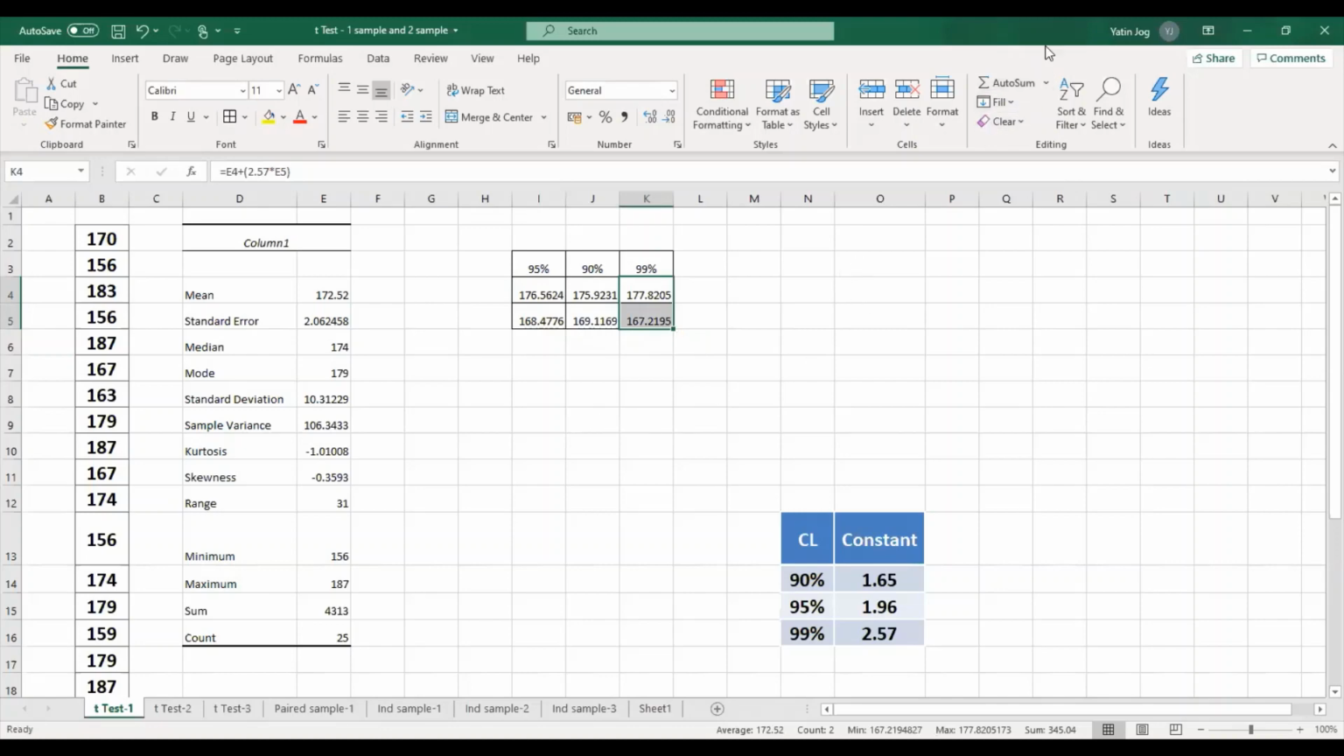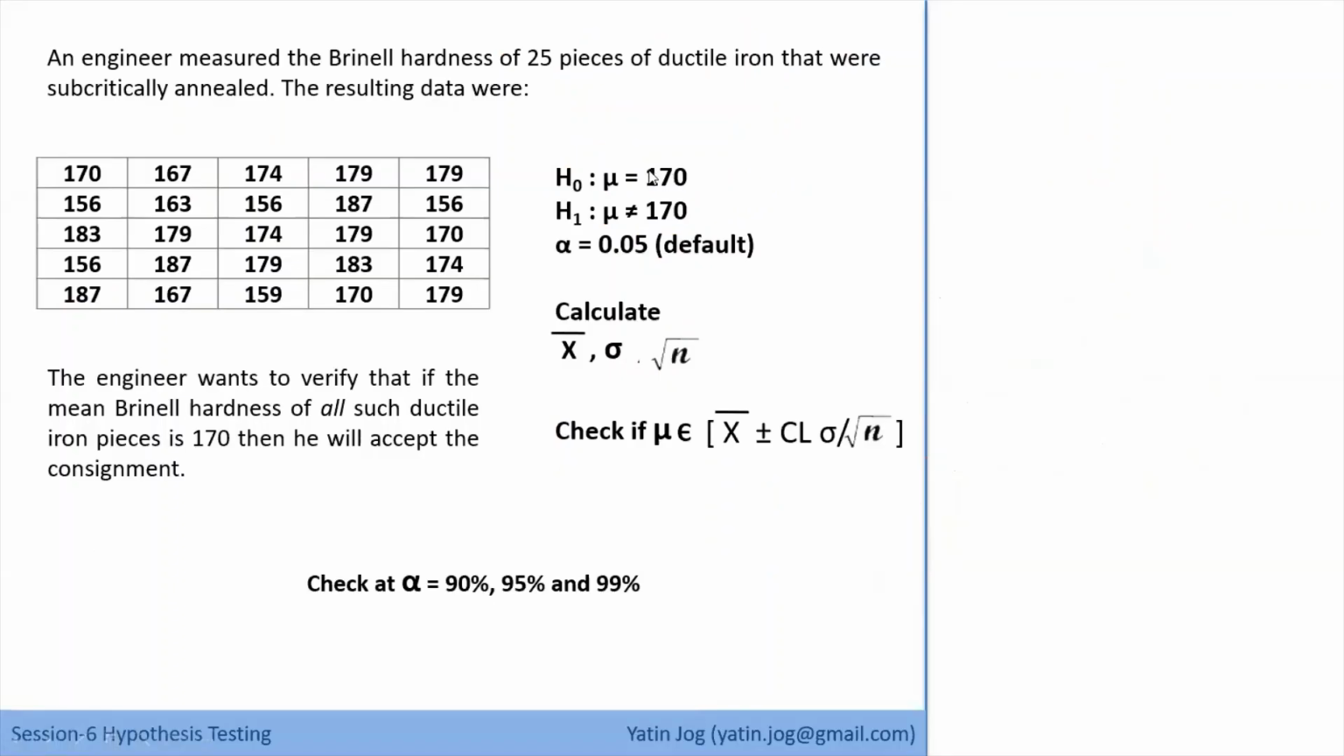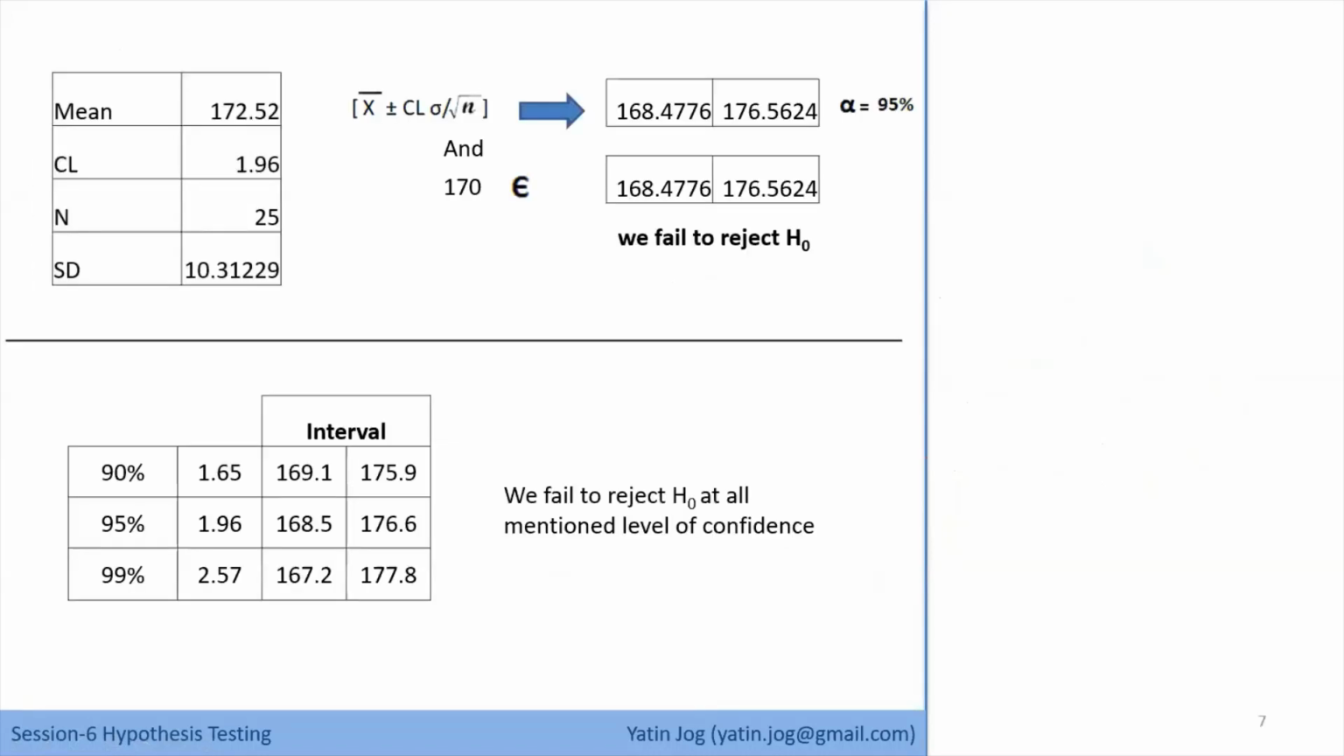So now we'll shift back to the presentation. My null hypothesis is mu is equal to 170. So I'll check whether 170 belongs to my accept range of values. 170 belongs to the accept range of values. That means my assumption is correct. I can go ahead with H0. Once I say I can go ahead with H0, in analysis terms, we say we fail to reject H0.